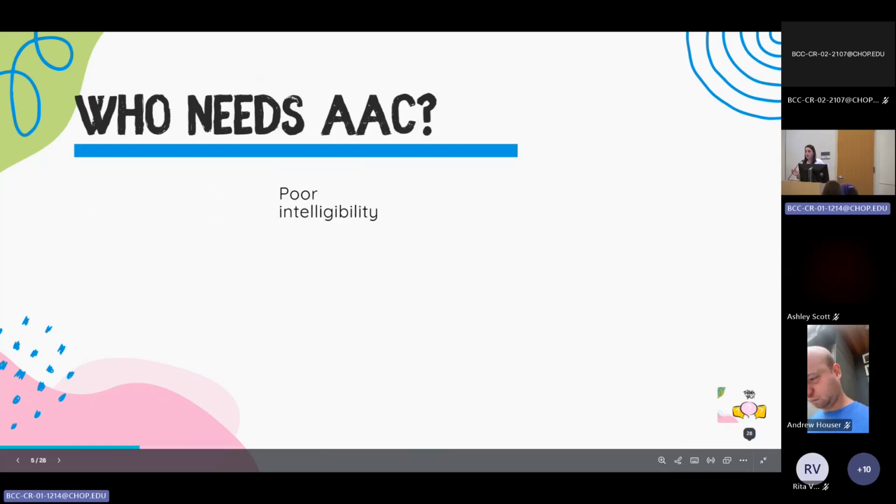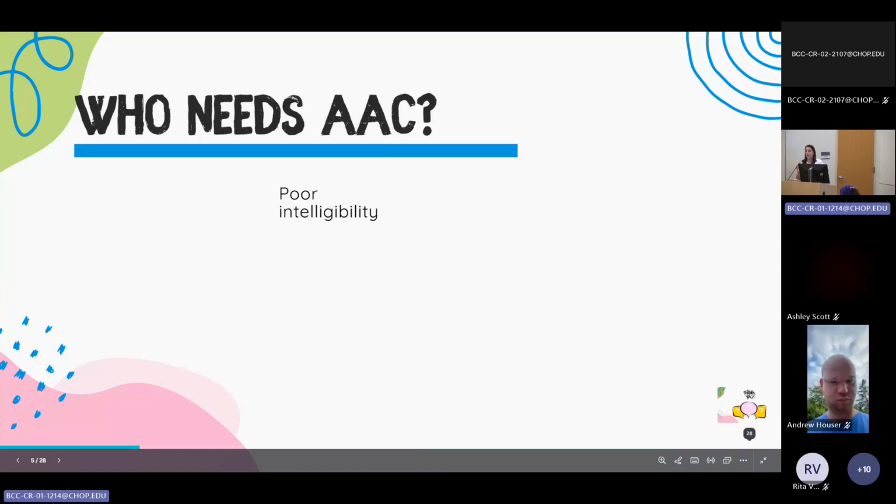So who needs AAC? I find this is a bit of a hot button topic because a lot of families say, well, they can talk. They tell me 20 or so words. They can repeat everything I tell them to. And my response to that is always, if you have to tell them and model consistently for them to say something verbally, that's not true independent functional communication. And that's what we're looking for: functional independent communication.